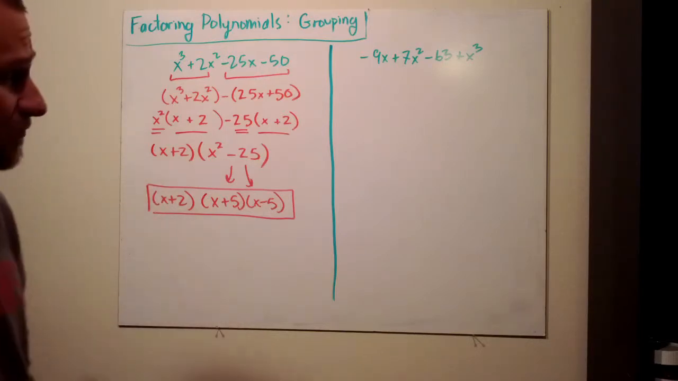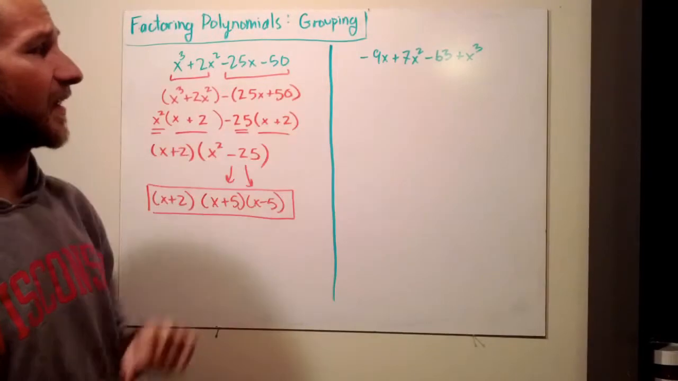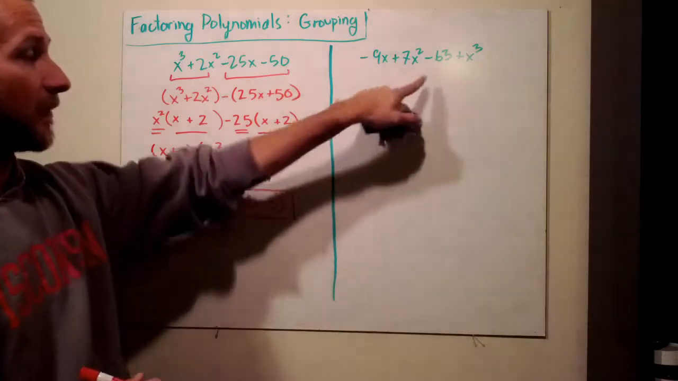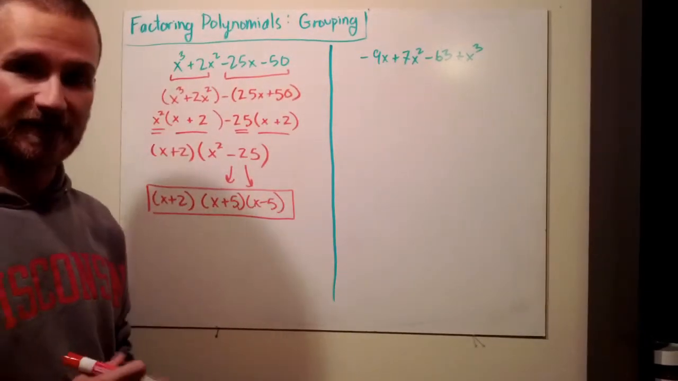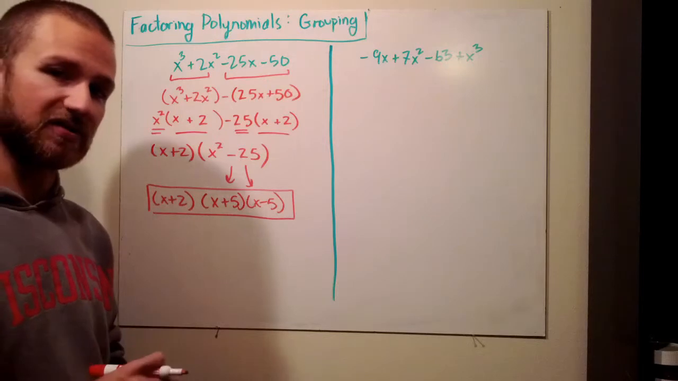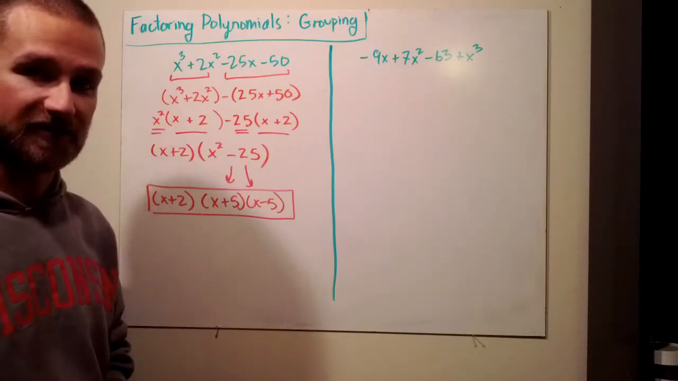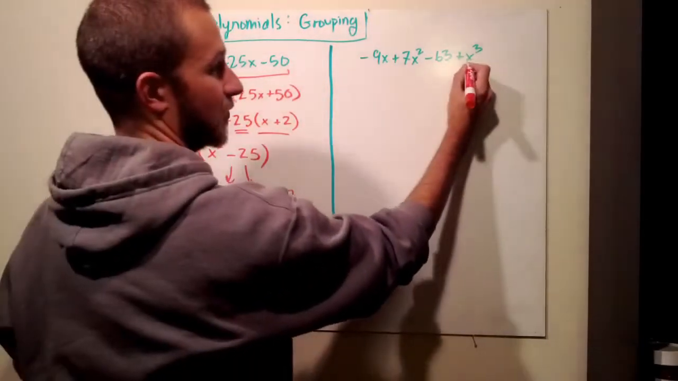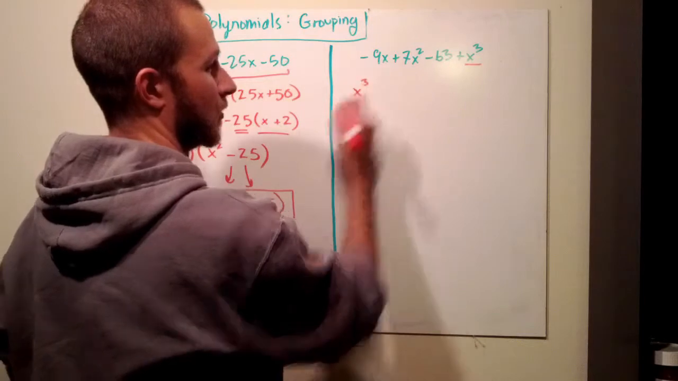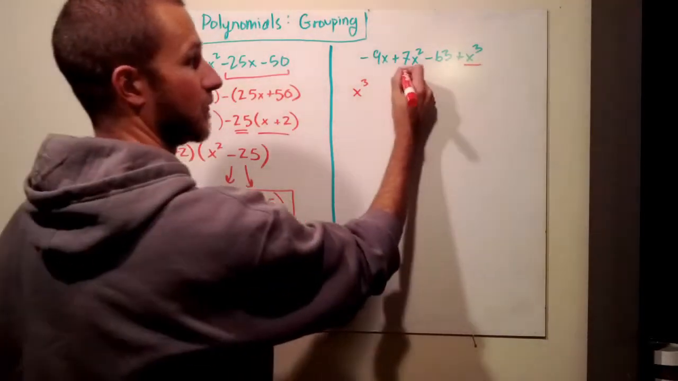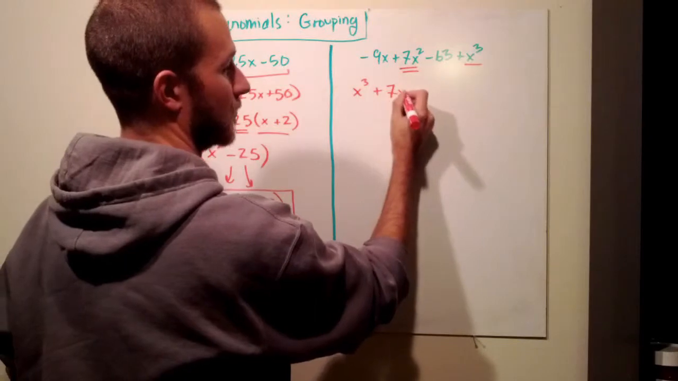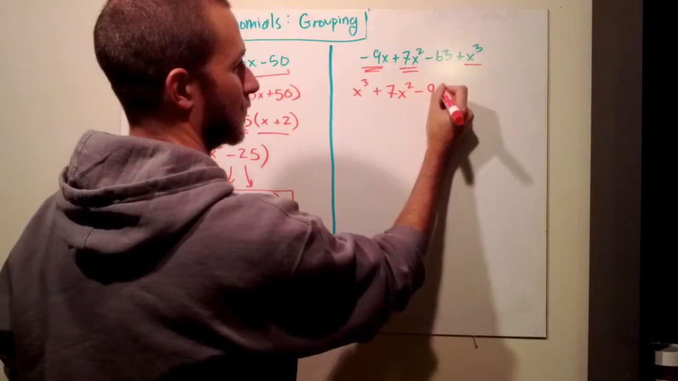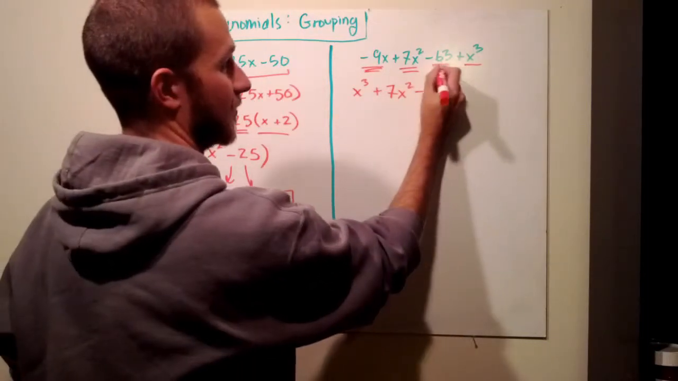Example number 2, it starts off kind of messed up here. It's negative 9x plus 7x squared minus 63 plus x cubed. Now, in the first example, it was already given to us in descending order. The biggest exponents are first, followed by the next biggest, followed down to the constant term. In this case, the first step is going to be rearranging things. So first I have x cubed. Next I'll go for my x squared terms, so plus 7x squared. Then I have minus 9x, and then my minus 63.